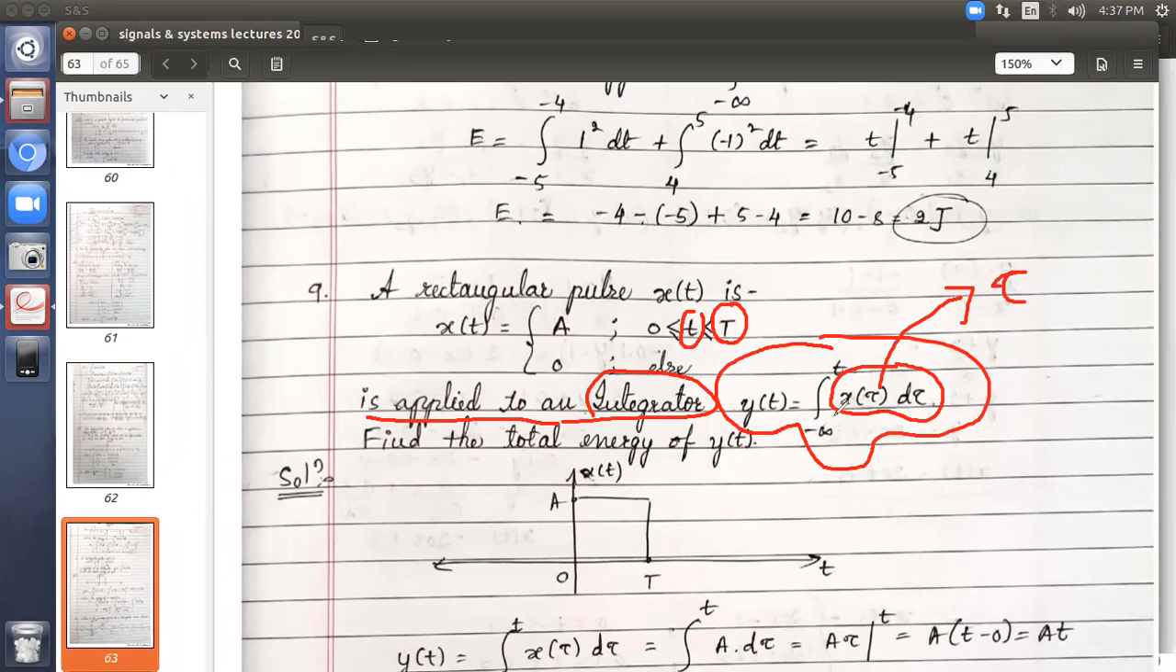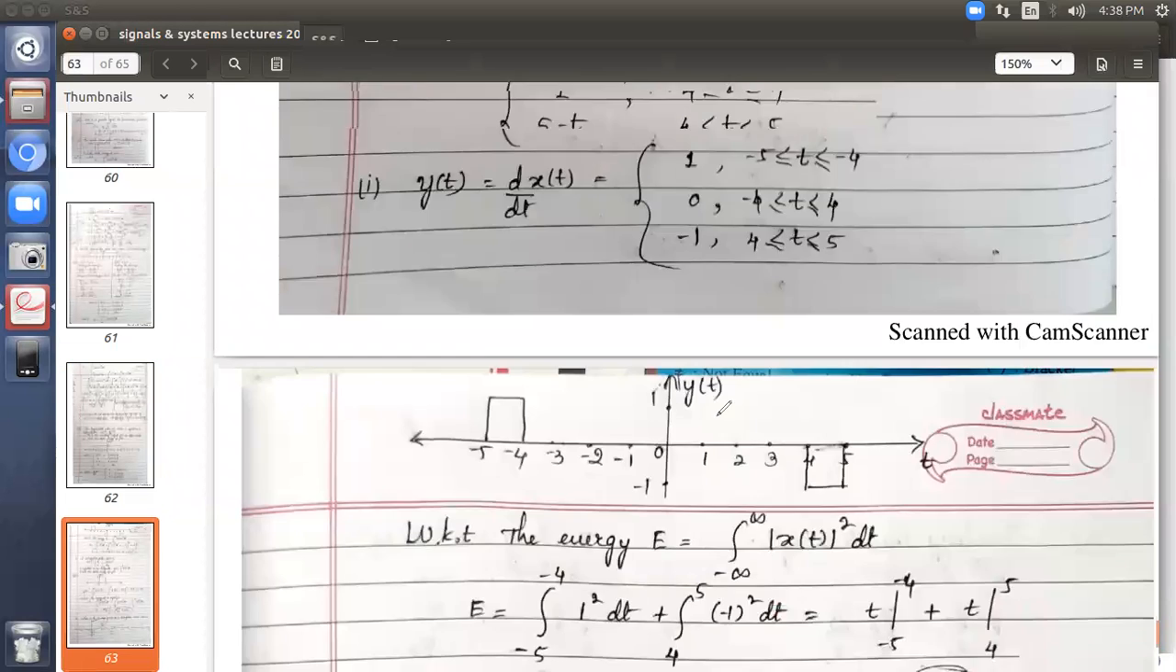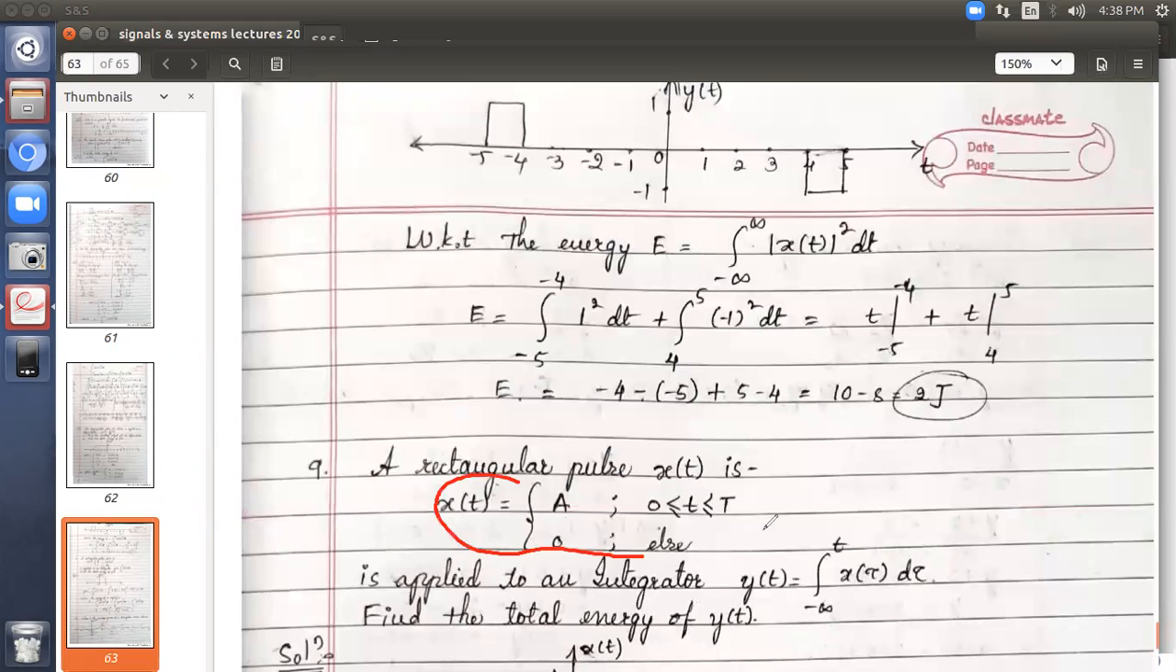Okay, the integrator range is between -infinity to t. No future, only up to the present: -infinity to t, x of tau d tau. This is how the integrator works. So we need to find the energy of this integrator output, y of t. In the previous question, we had the equations for x of t and we differentiated them. In this problem, x of t is already given to you. Just integrate the equations.